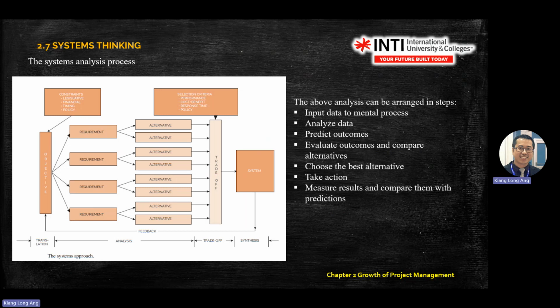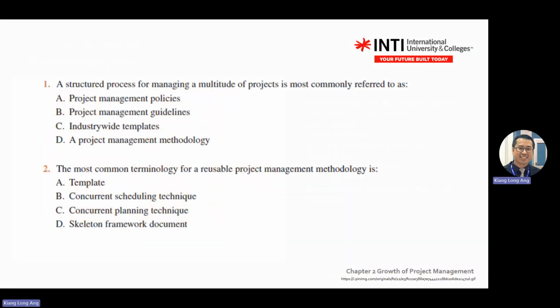Okay, so analysis can be arranged in certain steps. This one you read. There are certain steps in analysis here. So 1, 2, 3, 4 help you to elaborate what happens in the analysis. Okay, so we are done with system thinking and we come to the end of chapter 2. So just a recap of what we learned.